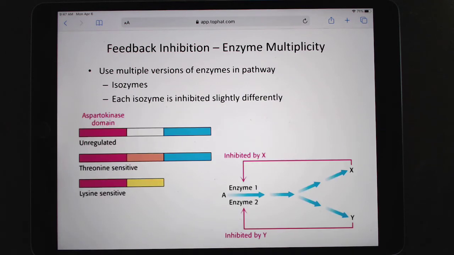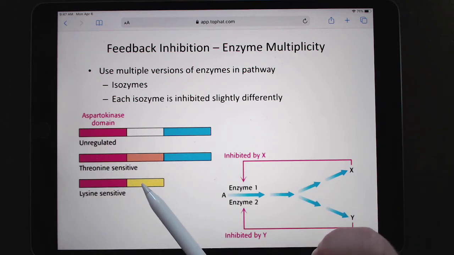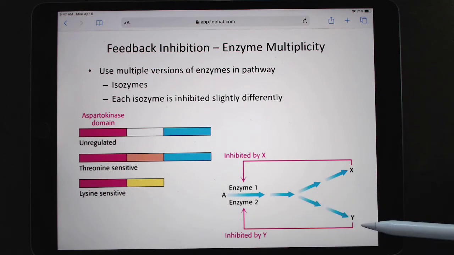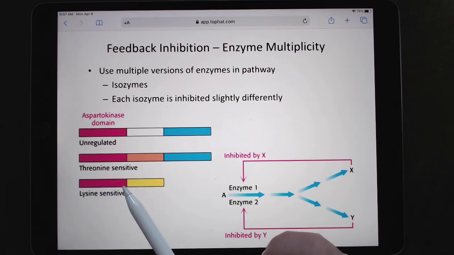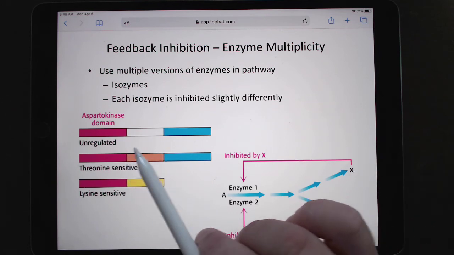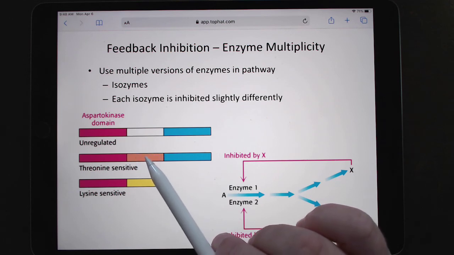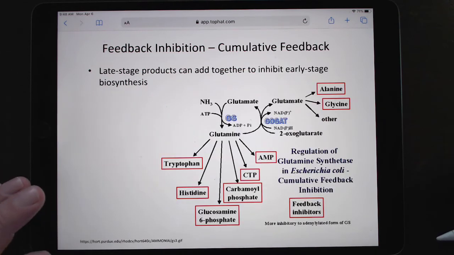You can also use different versions of the same enzyme. If you want to produce this, one version is threonine sensitive, the other one is lysine sensitive. So if you build up a lot of this, then this version will be inhibited, and only this one will be active. If threonine builds up, this gets activated, so that only this one is able to be active. You can still do the chemistry, but it's only going to be shuttling one way or the other. One version is going to be active at a time.